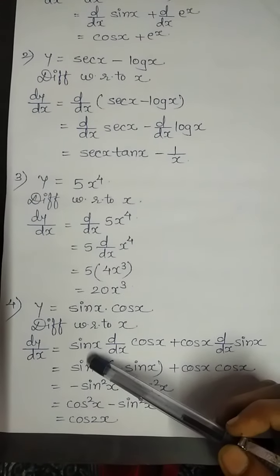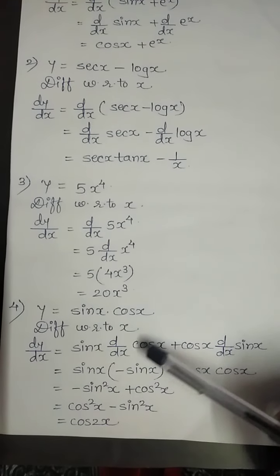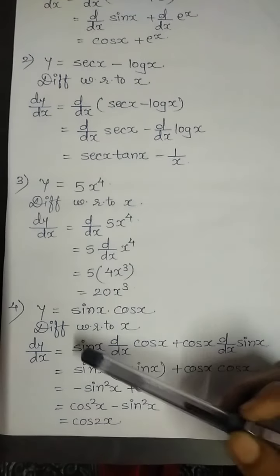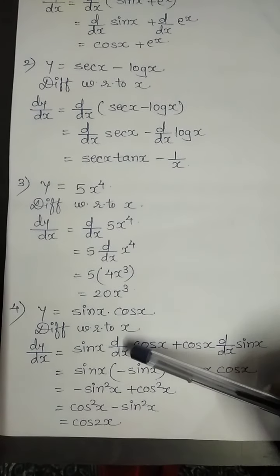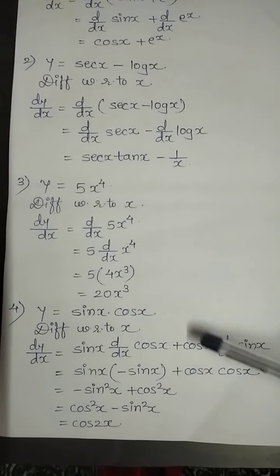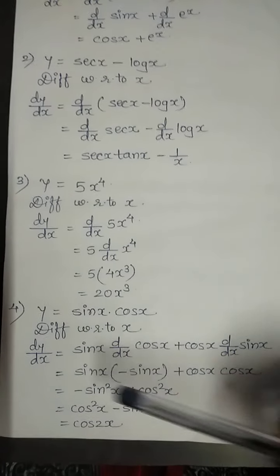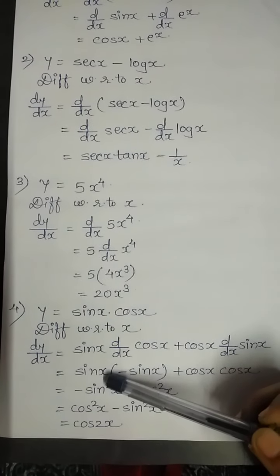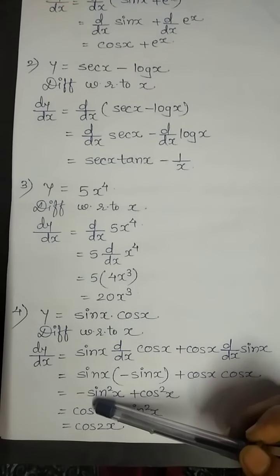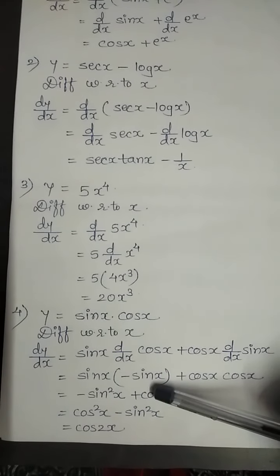So by using the formula of u into v rule, we will get sin x into derivative of cos x plus cos x into derivative of sin x. So this sin x as it is, derivative of cos x is given by minus sin x, plus cos x as it is, derivative of sin x is given by cos x. Now here multiplication is present in the middle, so sin x into minus sin x is minus sin square x plus cos x into cos x is cos square x.